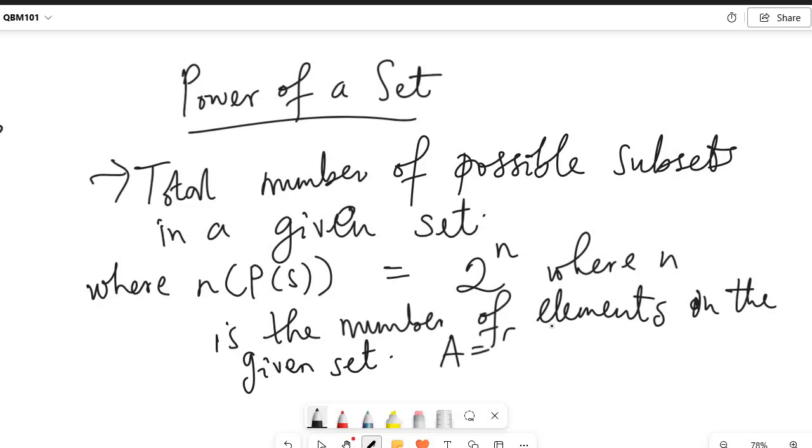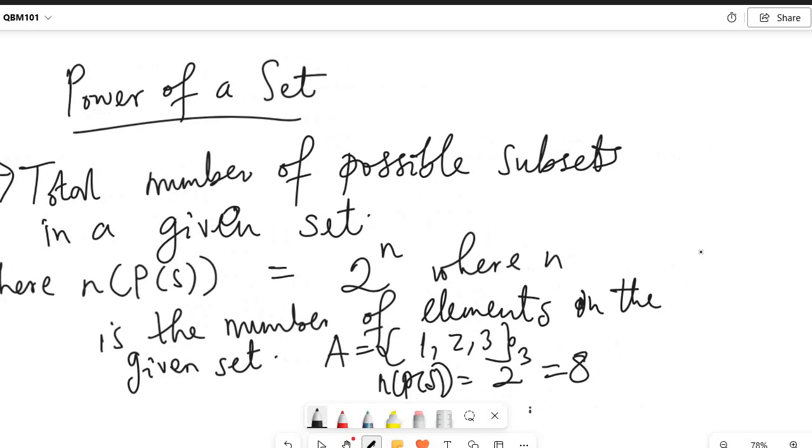Imagine I have a set A which is equal to {1, 2, 3}. How do I find the power set of this set? Now I can already guess the number of elements I'll find in it. How? The n of the power set will be equal to 2 raised to the power 3, which is 8. So I have 8 possible subsets of this given set.